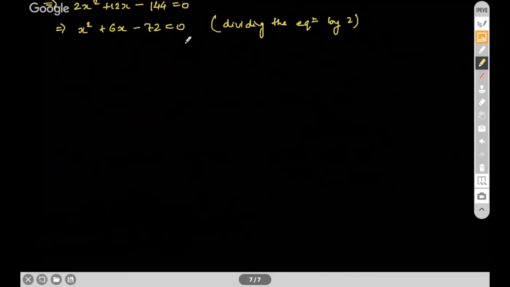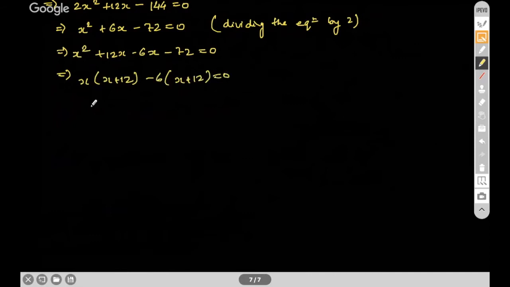Isn't it? Now it boils down to solve this question. So if you see 72, it is to be broken in such a way that the product is 72 but the sum is 6. So it is no brainer here. You can do it as x square plus 12x minus 6x minus 72 is equal to 0. Why? Because 12 into 6 is 72. If you now take common, this is x into x plus 12 minus 6 into x plus 12 equals 0. So this is x plus 12 into x minus 6 equals 0.